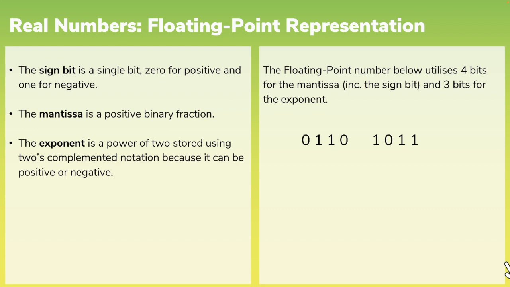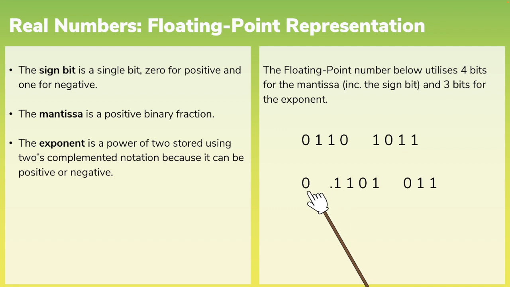Let's have a look at this example on the right hand side. The floating point number below, 01101011, utilises 4 bits for the mantissa, including the sign bit, and 3 bits for the exponent. So let's start by splitting up so we can see the sign bit, mantissa, and the exponent. When we determine the exponent, the decimal place is to the left hand side.